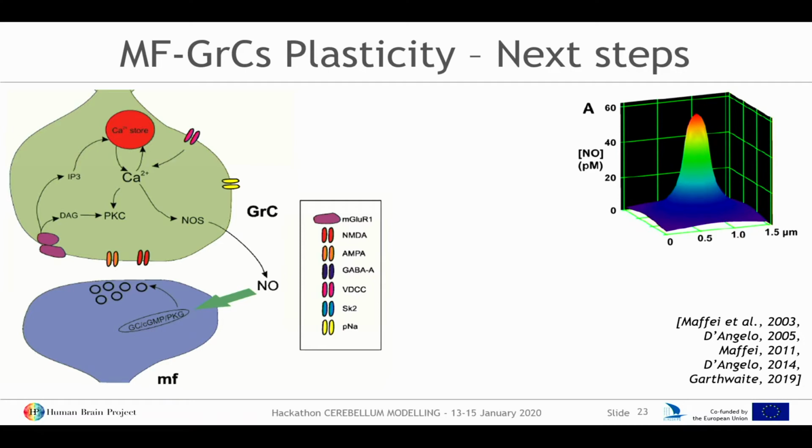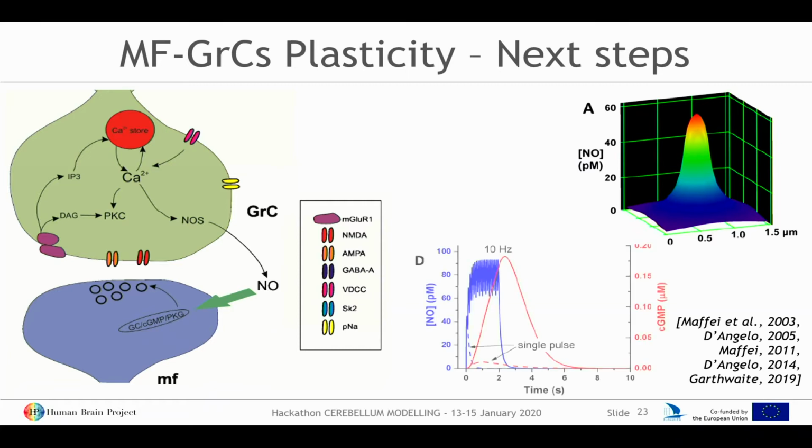And this nitric oxide has a certain distribution in space, and it's released when we have postsynaptic activity in the granule cell. It also has its own temporal dynamics, which depends on how strong the firing of the granule cell is, and there is a relationship between the NO release and then the cGMP activation with a different dynamic.